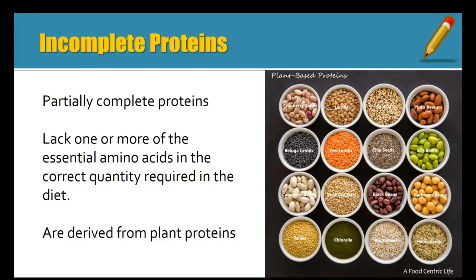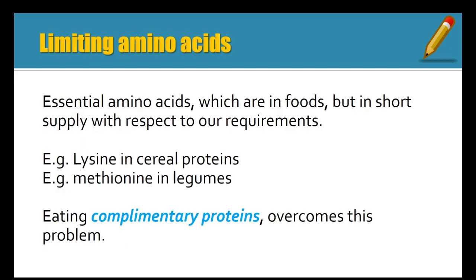Incomplete proteins, on the other hand, only have partial amounts of the essential amino acids that you require. So they usually lack one or more, and the correct quantity usually isn't there. Some will be either deficient in lysine or methionine. And these are all derived from plant proteins.